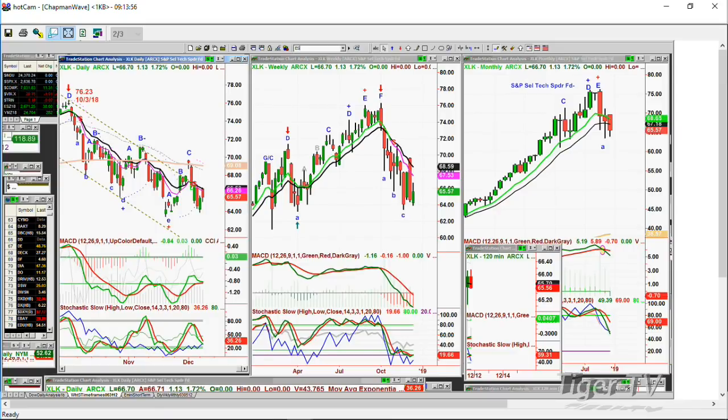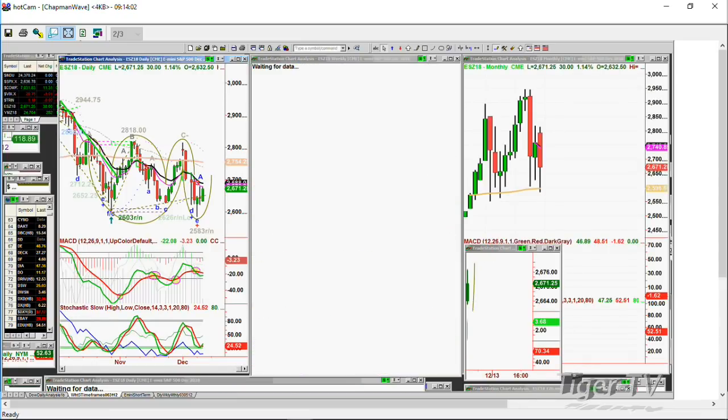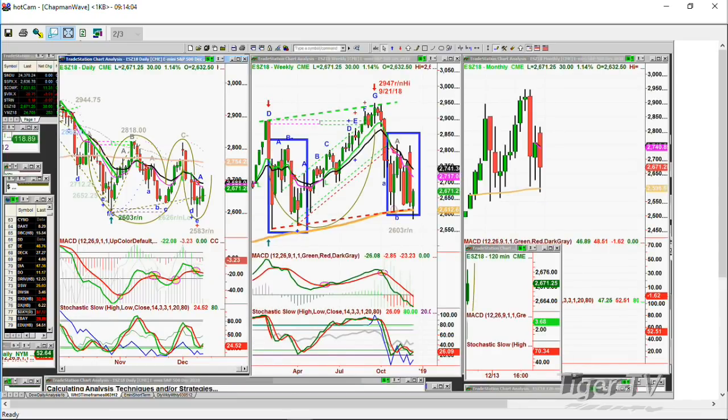The ESZ18, this is the December mini S&P, up 30 at 2671, hasn't taken out yesterday's high of 2678, round number high. I think it could try for that. It's got a whole day to do it.